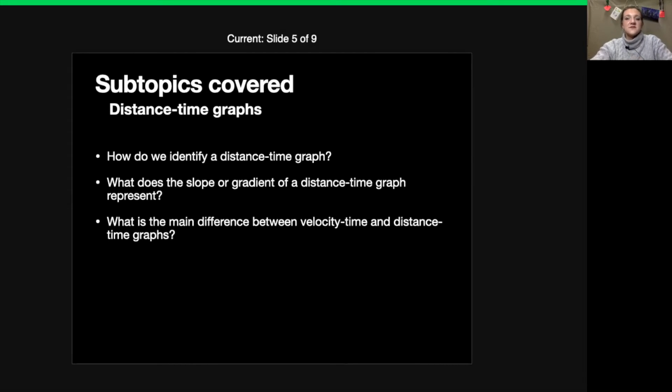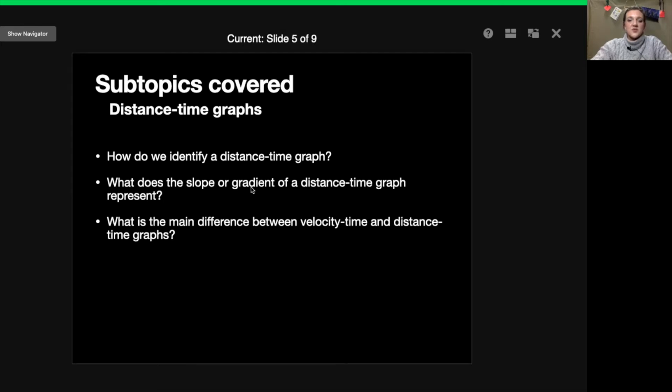Next, we have distance time graphs. How do we identify a distance time graph? Distance focuses on the displacement or the movement of an object. And distance, once again, will be on your vertical axis, and time will be on your horizontal axis as always.